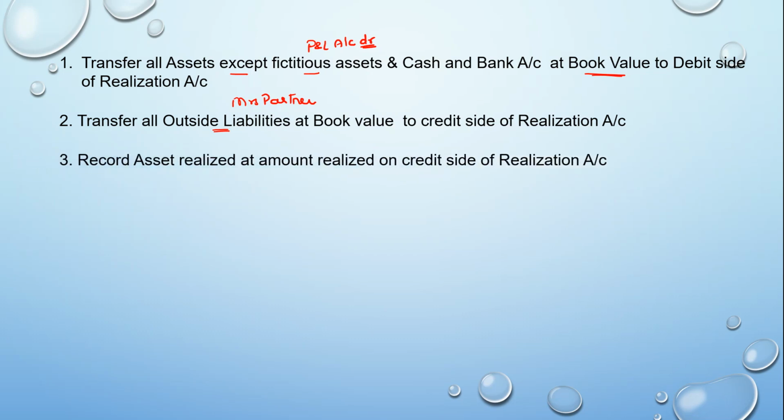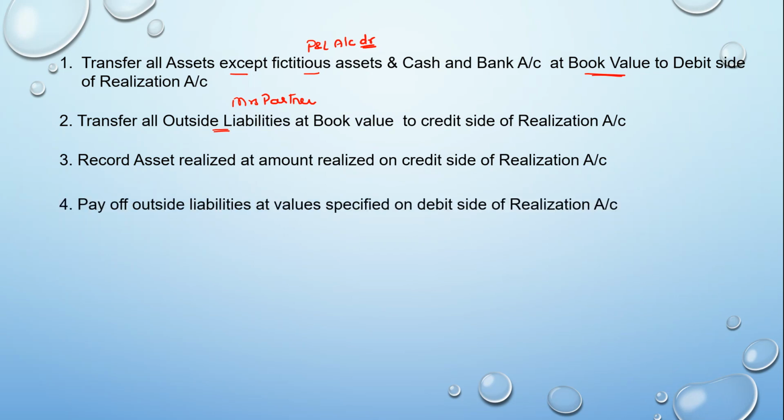The third step is you record the assets realized at the amount that is said to have been realized on the credit side of realization account. You've put those assets at book value on the debit side, the realization amount. What you are realizing would be given in the additional information. At that value, put it on the credit side of the realization account.